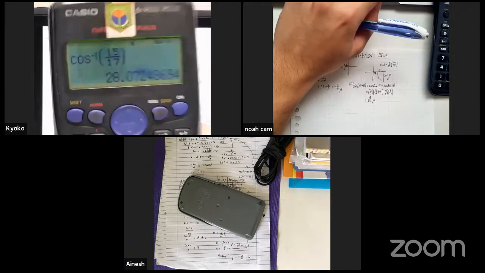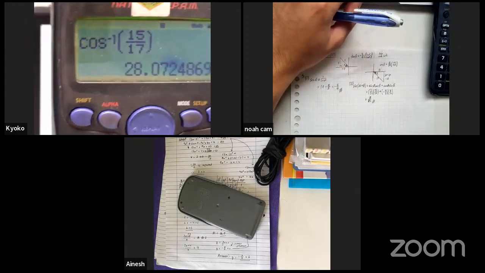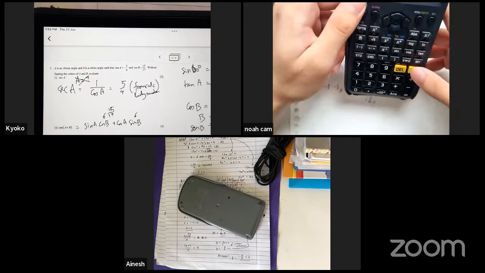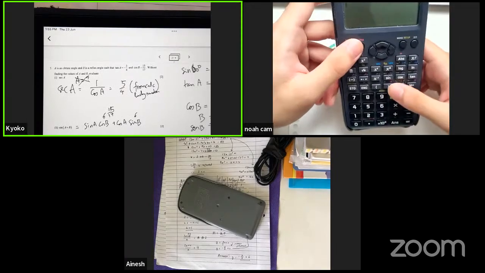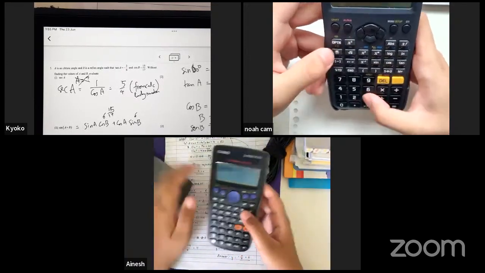We're trying to find B. Now, what would be the answer? Okay, the answer is not something very nice. So I'm going to put it down as 28.01, right? Now, Kyoko and Ainesh, you're not pressing the calculator. Come on, quickly.